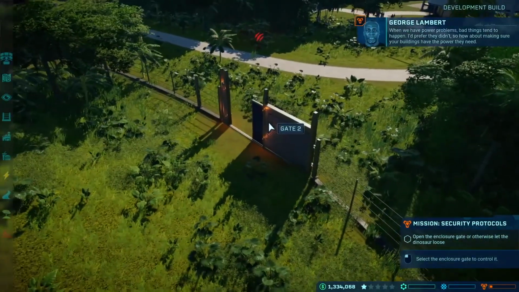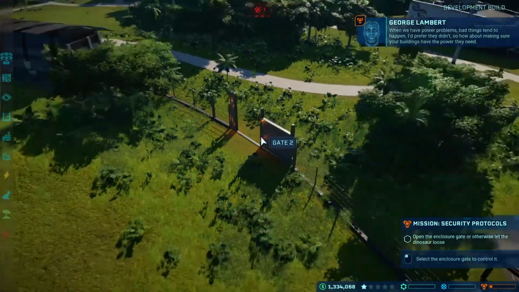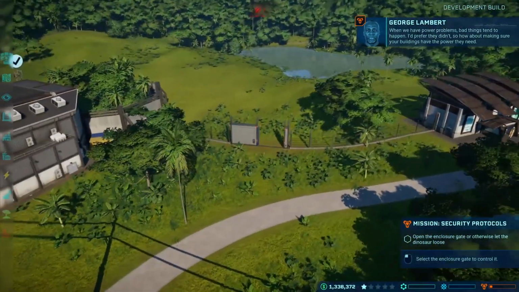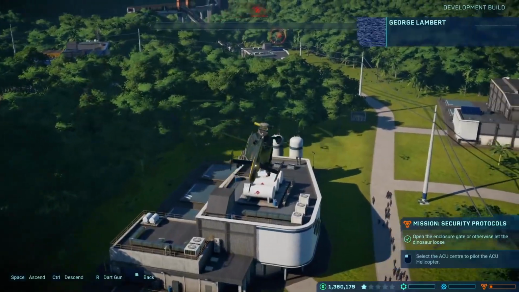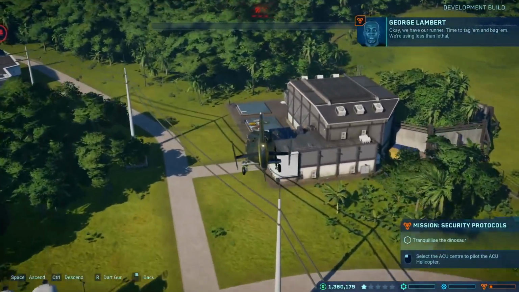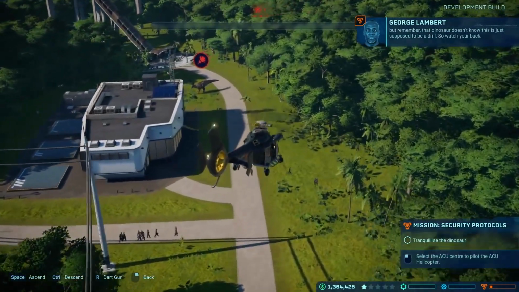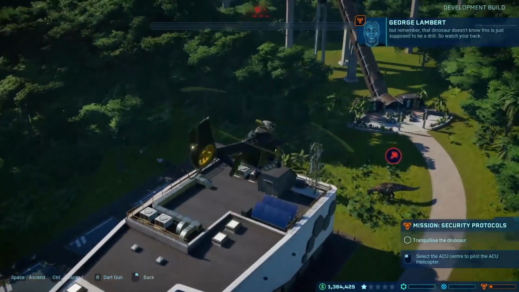When we have power problems, bad things tend to happen. I'd prefer they didn't. So how about making sure your buildings have the power they need? Okay, we have our runner. Time to tag him and bag him. We're using less than lethal, but remember, that dinosaur doesn't know this is just supposed to be a drill.